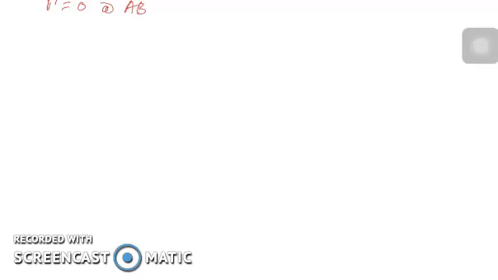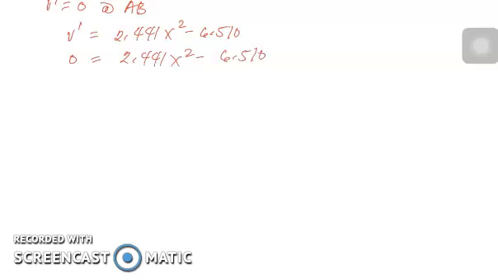Using the equation that we have computed a while ago for the slope at AB, we substitute V prime equal to 0: 2.441 x squared minus 6.510 equals 0. So we can have the value for our x, which is equivalent to 1.6331 meters.